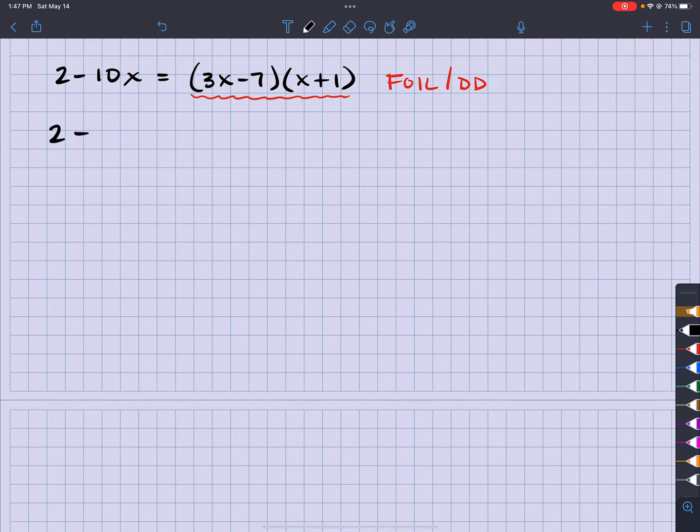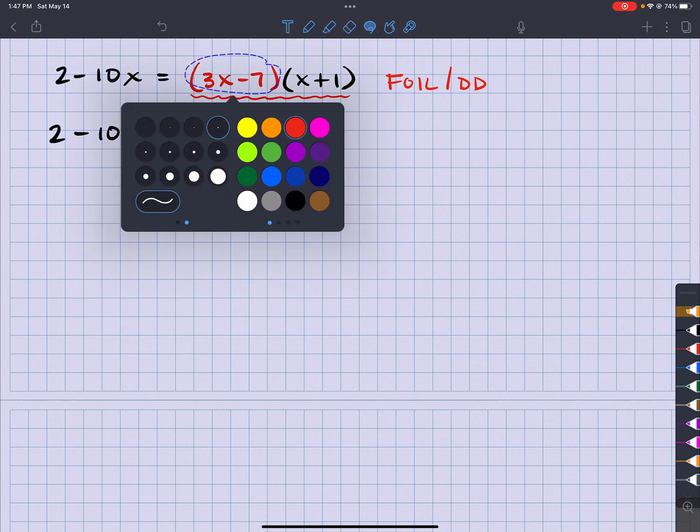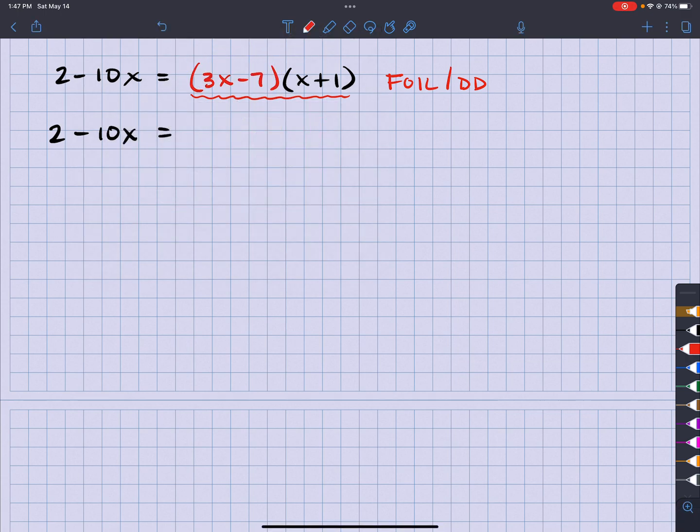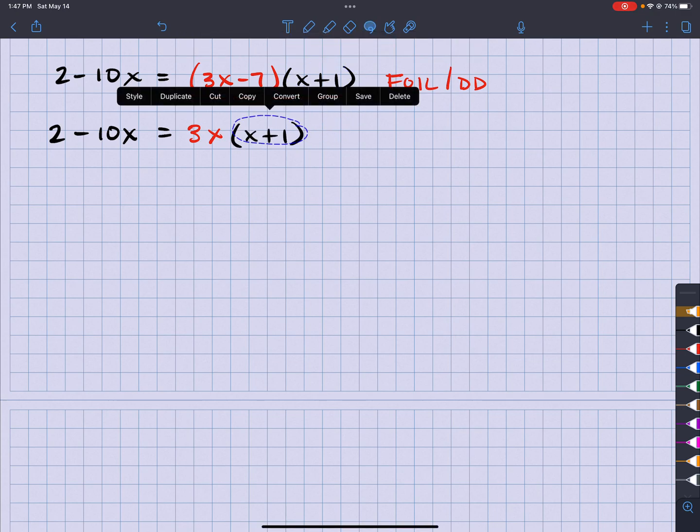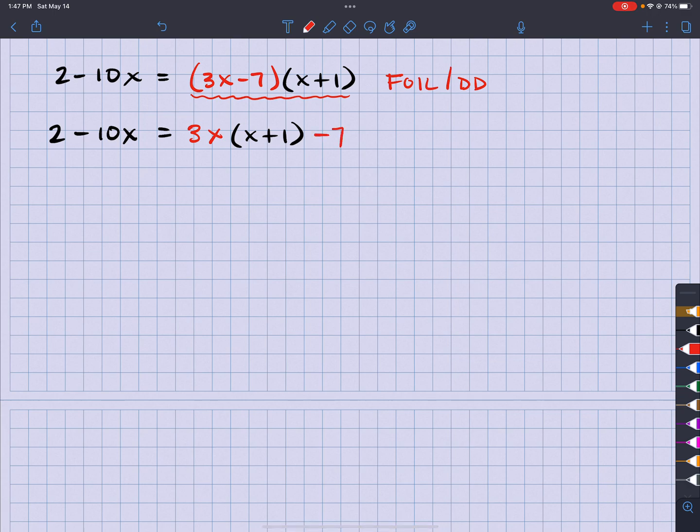So I'm going to have a 2 minus 10x is equal to. All right, let's do it this way. Let's go ahead and make this one red. And I'm going to just show it as double distribute. So I got 3x times the x plus 1. And then the negative 7 times the x plus 1.